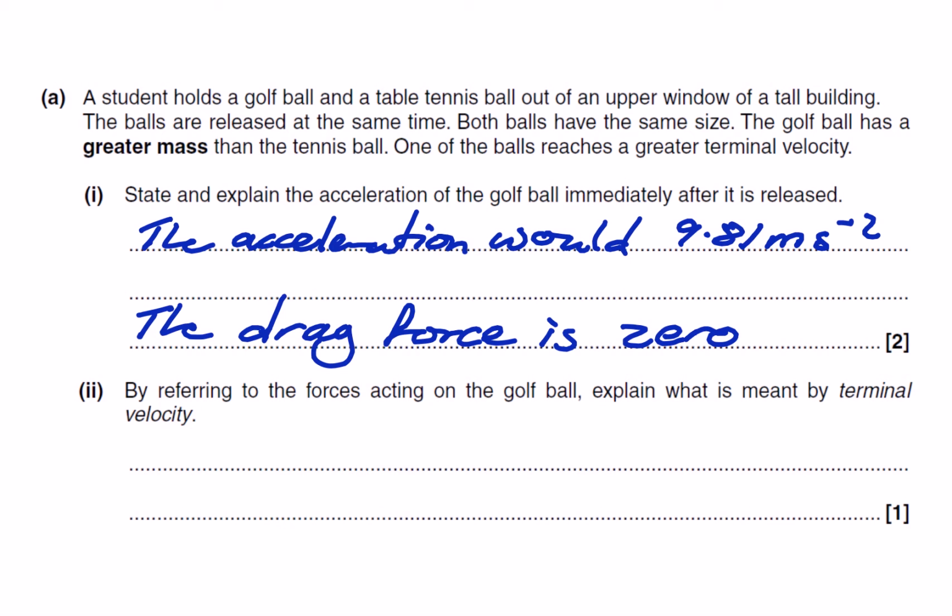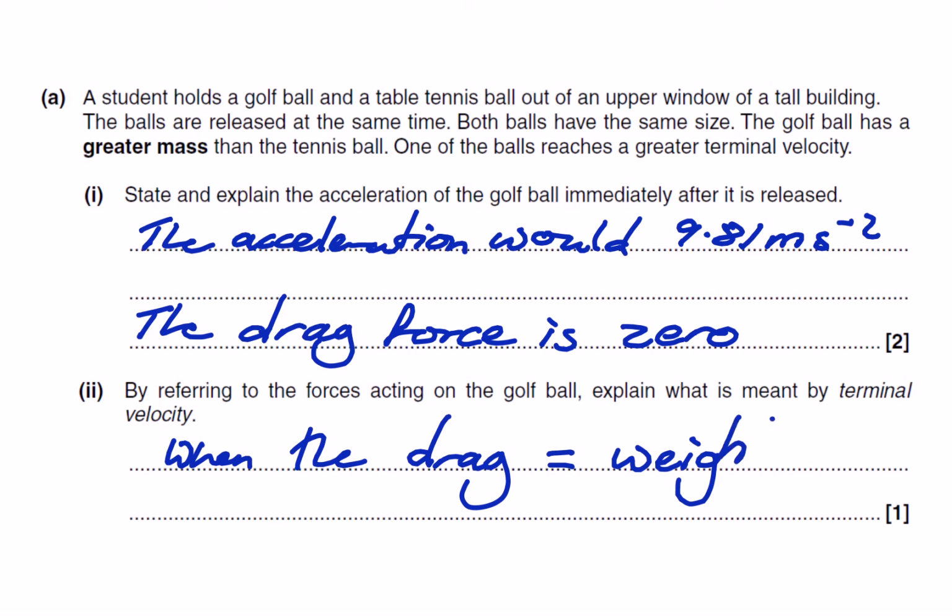Right, now we're on to the second part. By referring to the forces acting on the golf ball, explain what is meant by terminal velocity. Okay, so the golf ball will be at terminal velocity when the drag is equal to the weight.